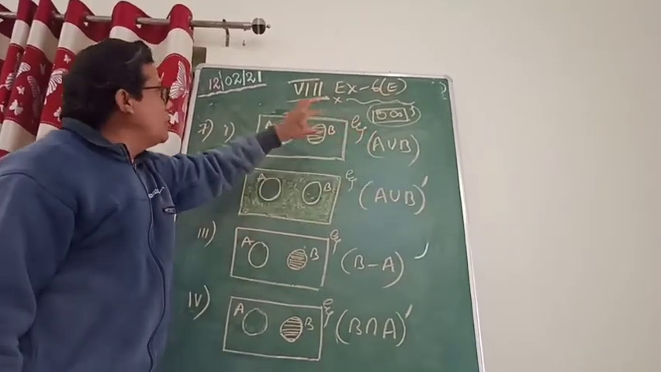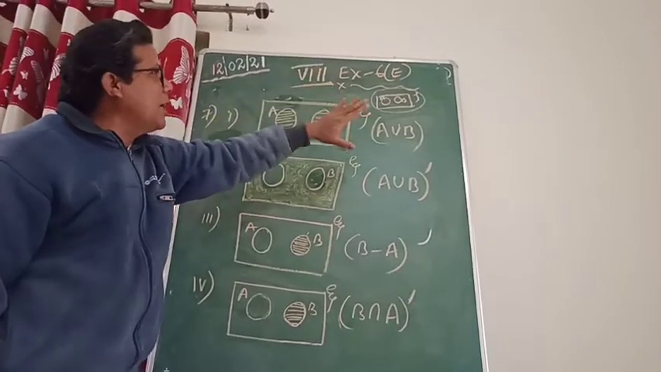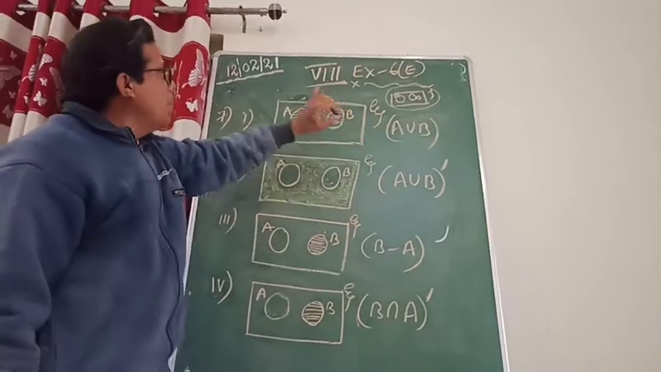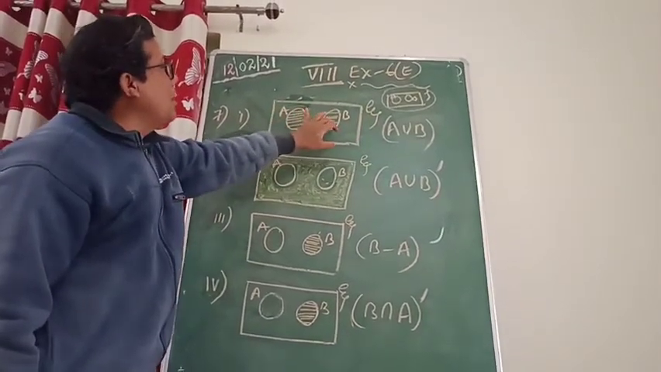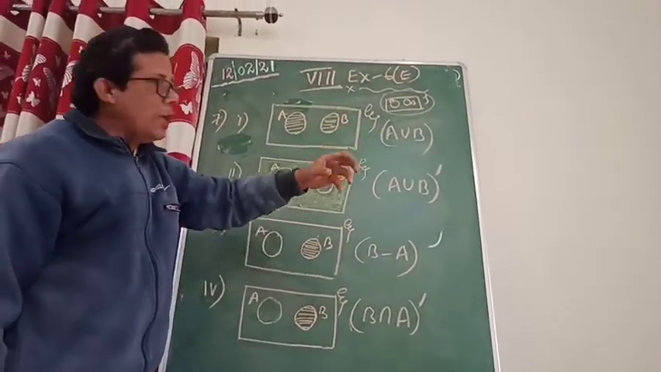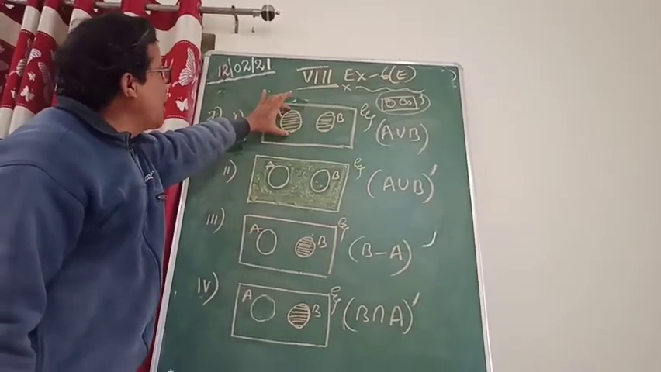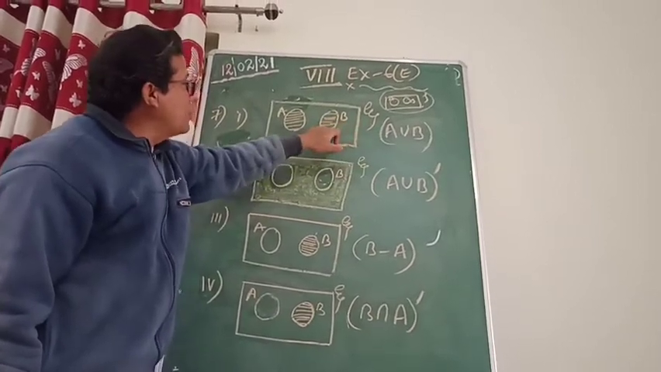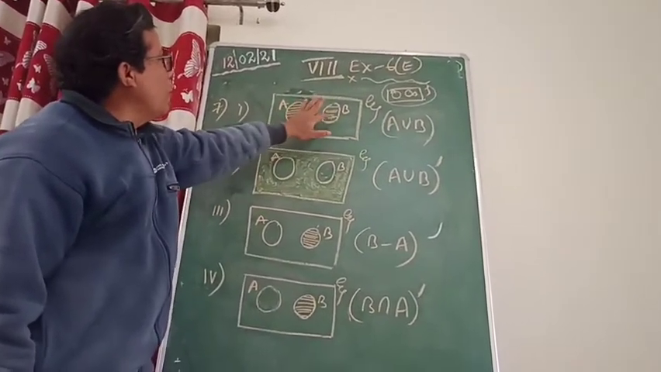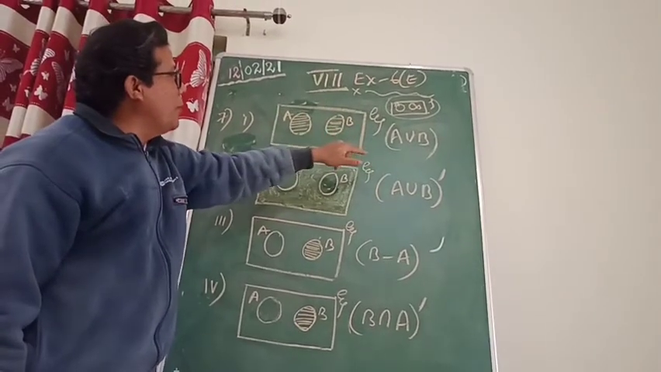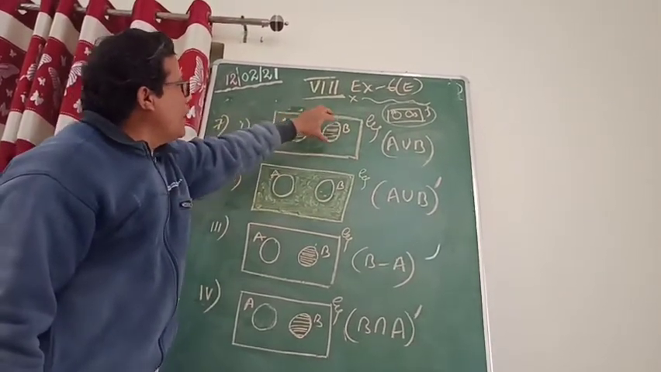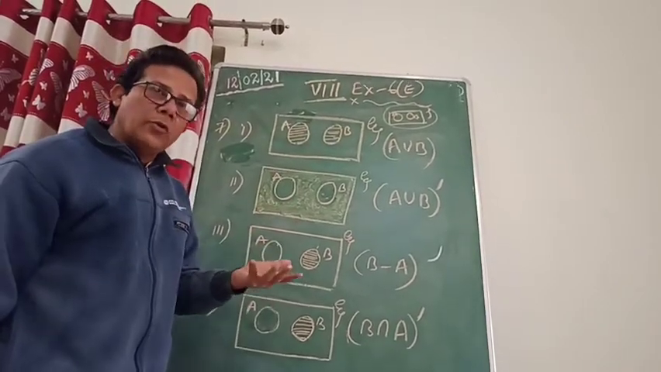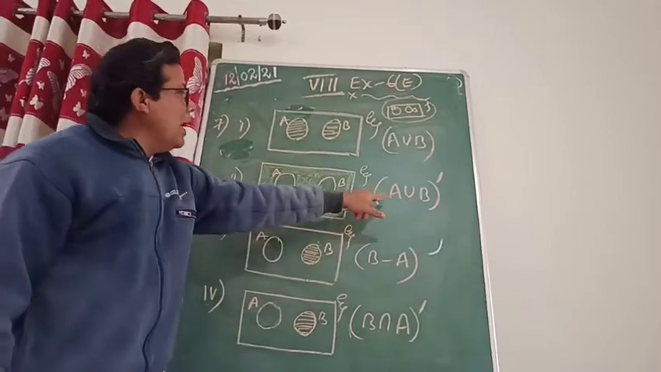A union B means which part of this universal set represents A union B? A union B means the elements of A and the elements of B together. That means the elements present in set A and the elements present in set B. I have expressed these by shading those two particular sets. A union B means elements of set A plus the elements of set B. That's the answer to the question.